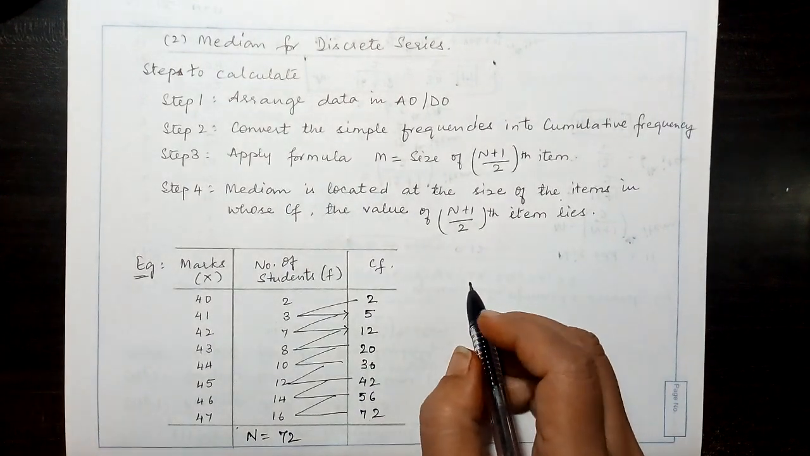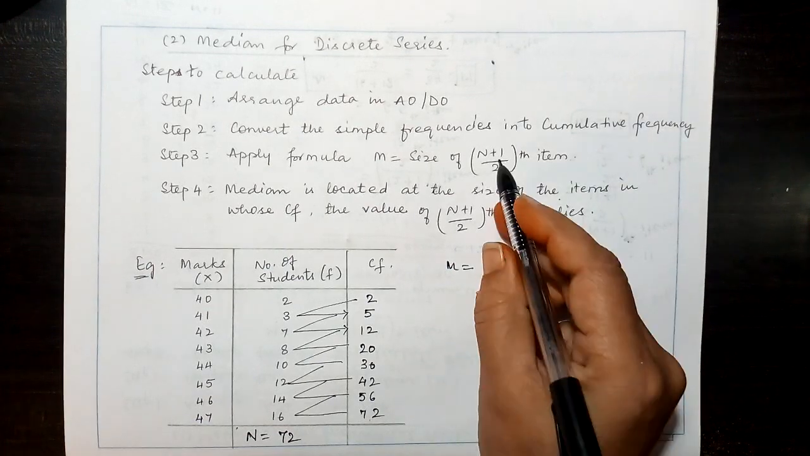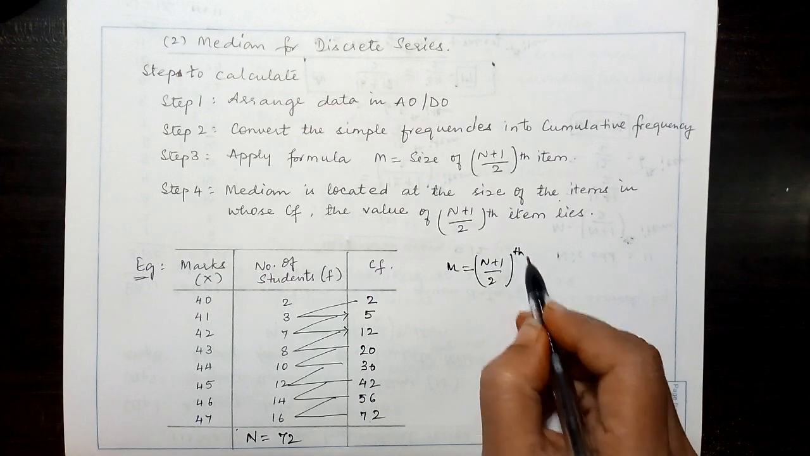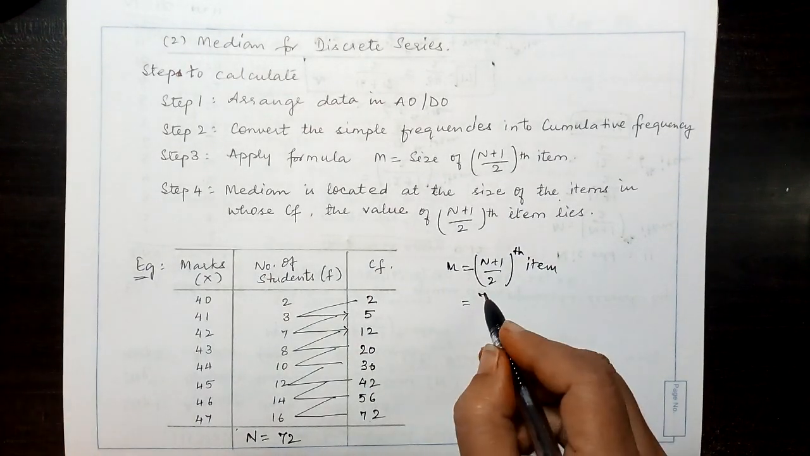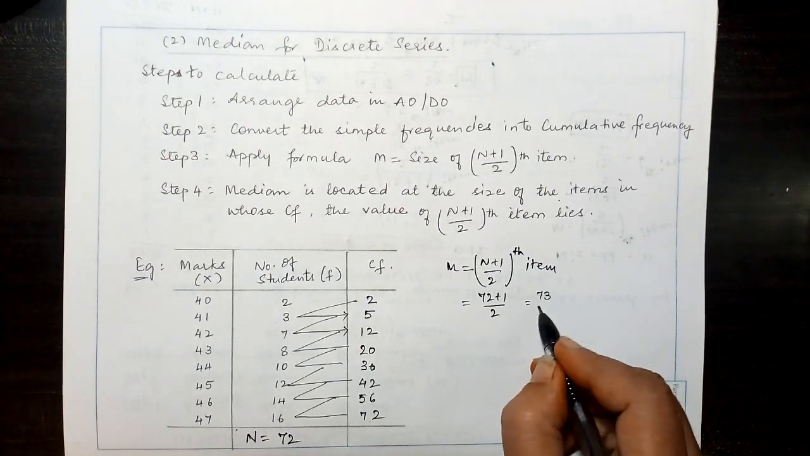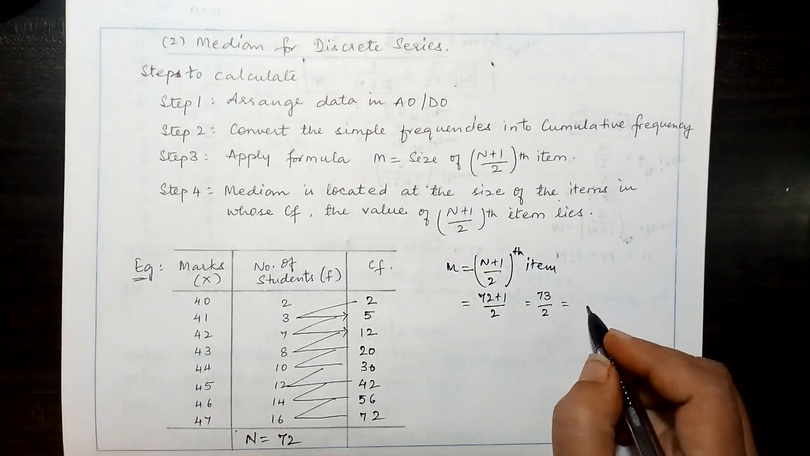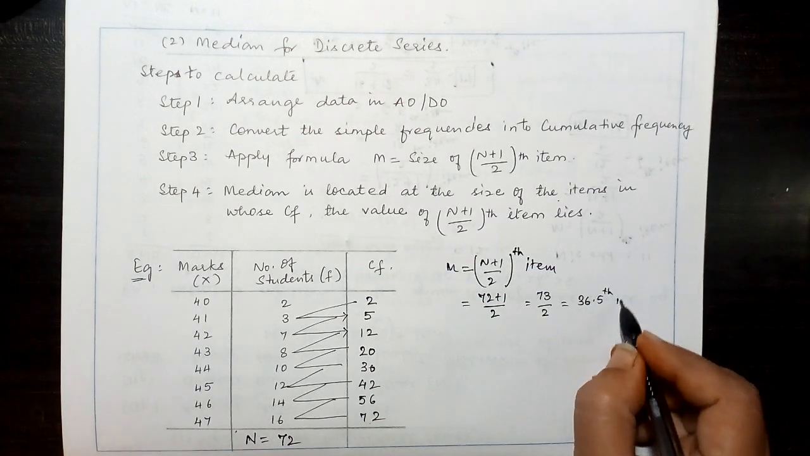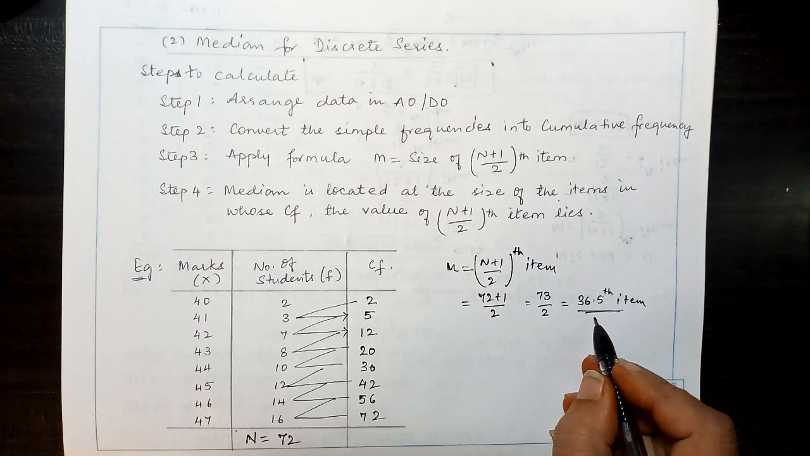Now let us put the formula to get the median. So median is equal to, we have learnt here, n plus 1 by 2th item. This will be equal to, what is n here? 72. So 72 plus 1 by 2, which is equal to 73 by 2. What is 73 by 2? It should be 36.5, 36.5th item. Where does it lie?